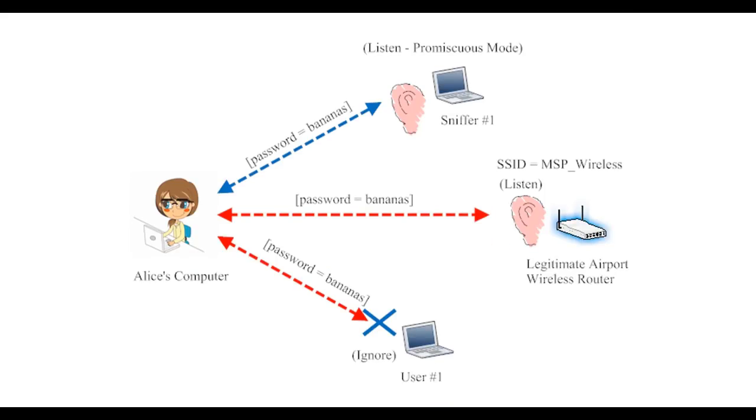Here's an illustration that shows the same situation, only one computer has been configured into promiscuous mode. When Alice submits her password, which is the word bananas, to the website that she's trying to log into, her password information is available to every device on the wireless network. User number 1 is still ignoring this information, which is what he or she is supposed to do. The router is still listening to this information, which is what it's supposed to do, but user number 2 has now turned into sniffer number 1. This user is secretly observing Alice's login credentials.